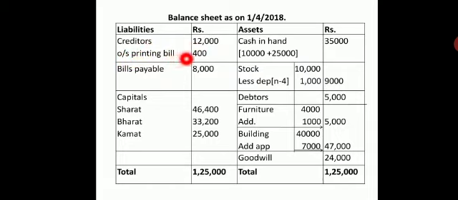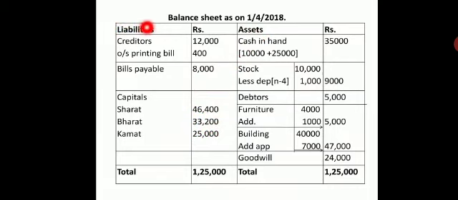Now in the adjustments, I had one outstanding printing bill for 4,000. It is a double entry system, so all adjustments have to be recorded twice. So outstanding printing bill 4,000. Next, coming to the capital accounts. Now take the closing balance of all the partners: Sharat 46,400, Bharat 33,200 and Kamath 25,000. So these are the closing capital balances of the partners.